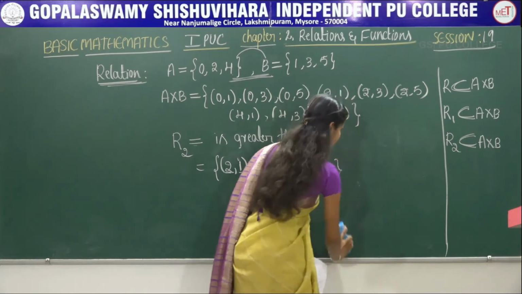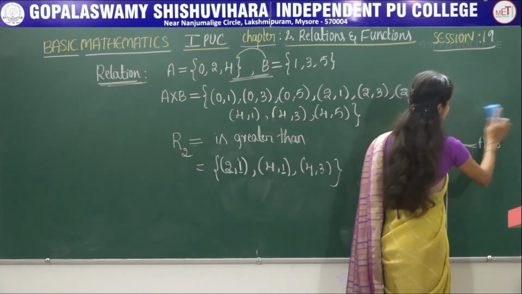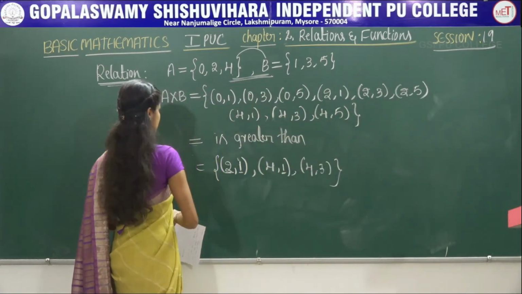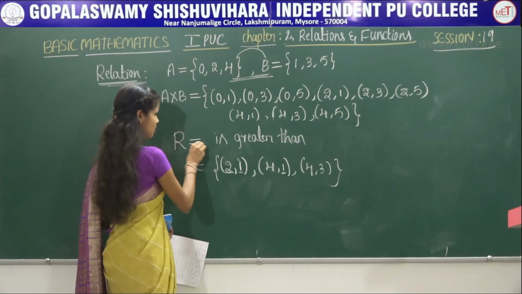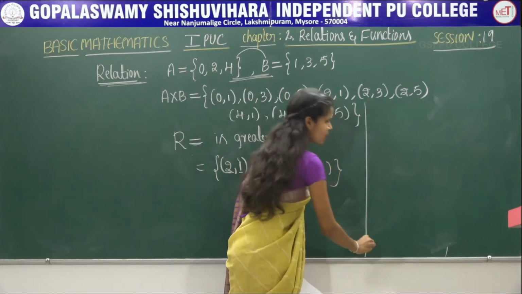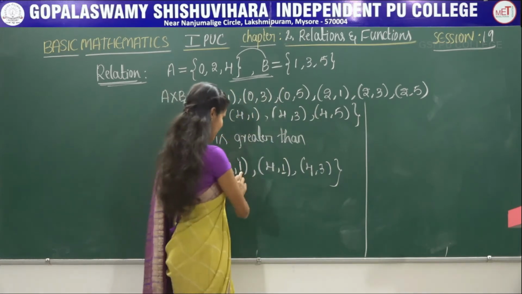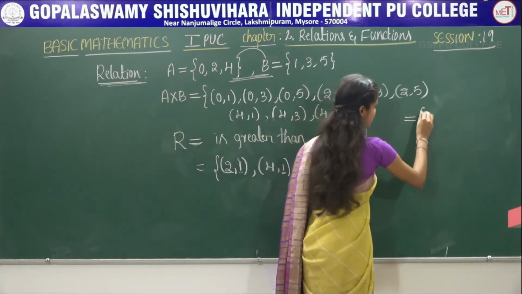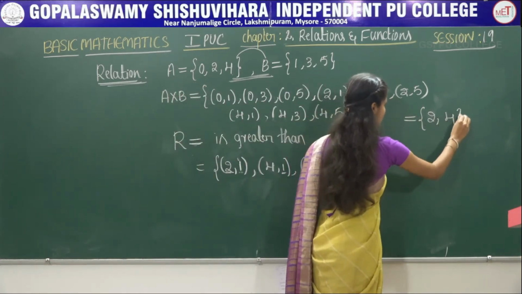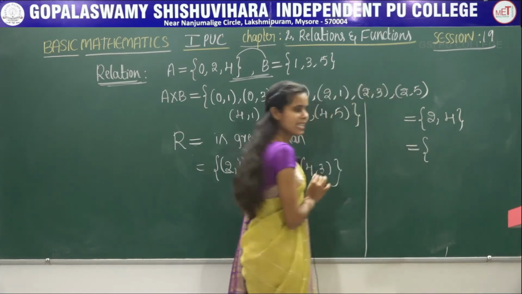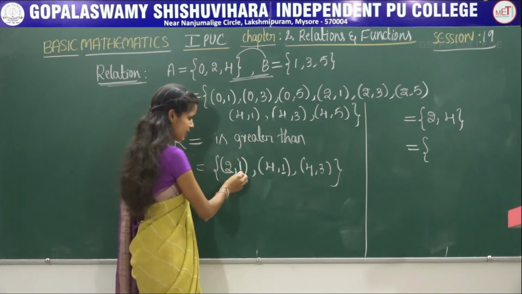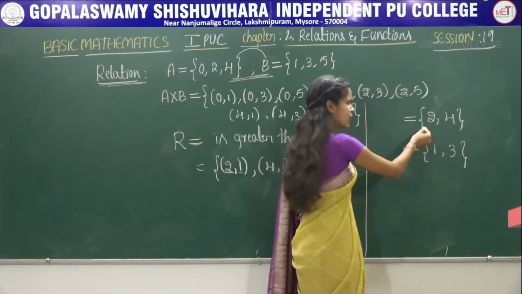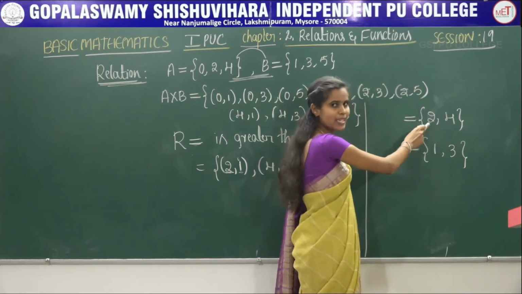Now, consider the set of all first elements and the set of all second elements of the ordered pairs in a given relation. This is the given relation. Now, consider the set of all first elements of the ordered pairs. Your first elements of the ordered pairs are 2, 4, 4. The set of all first elements is 2, 4. Now, consider the set of all second elements of the ordered pairs in the given relation. Our second elements are 1, 3.